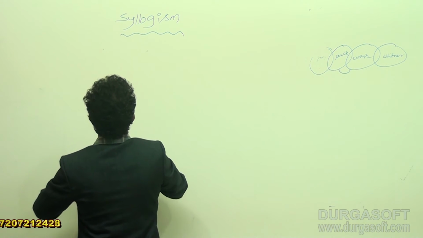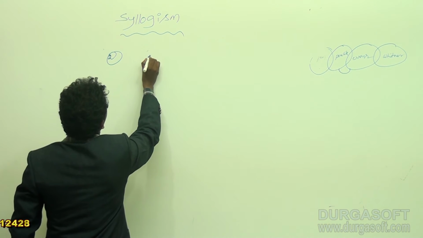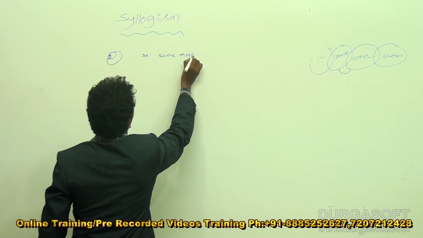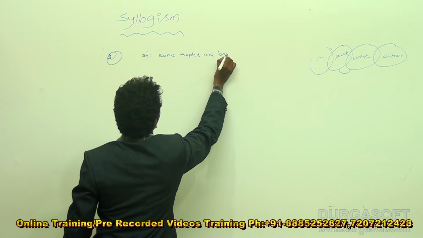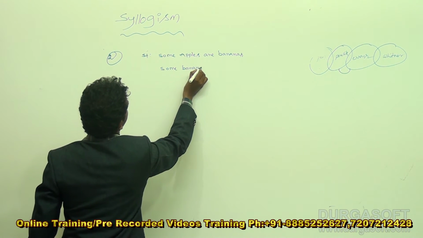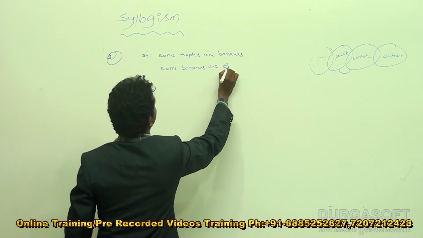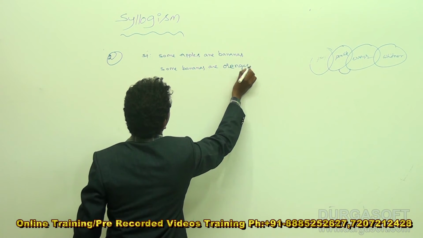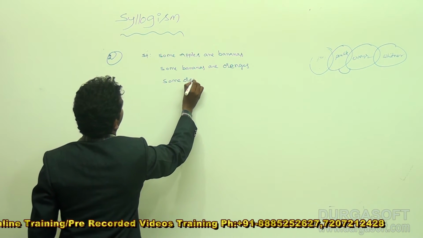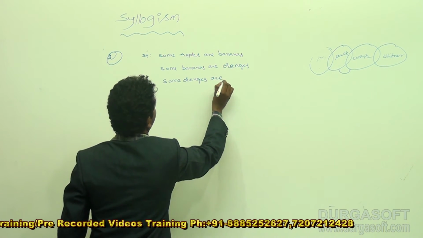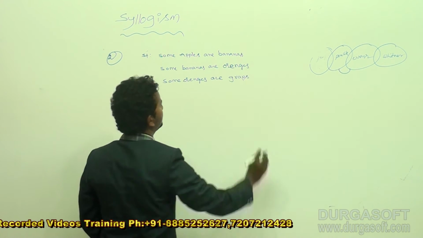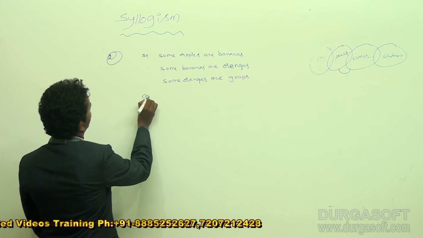Now see question number 2, what is there here? The statement: some apples are bananas, some bananas are oranges, some oranges are grapes. Now, which conclusions will be true here?